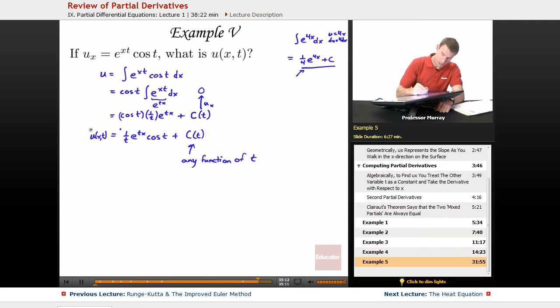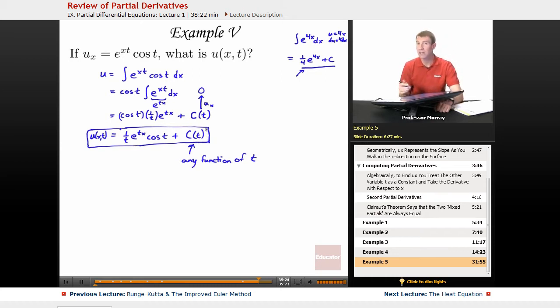So that's my most general form for my u of xt. If you took the x derivative, you'd get back to what we started with. And you might ask, well, where's the constant here? You can think of the constant as being built into the function of t. So this includes any possible constant that you would care to add on there.